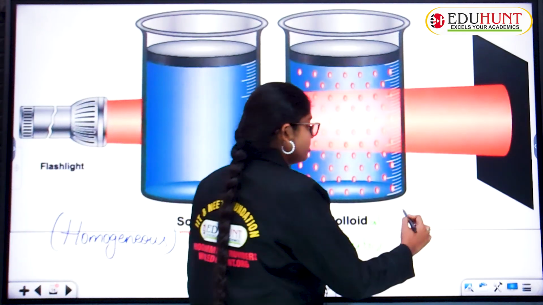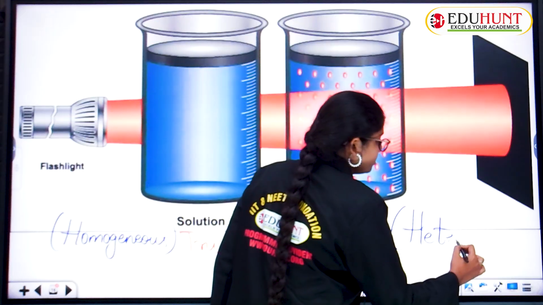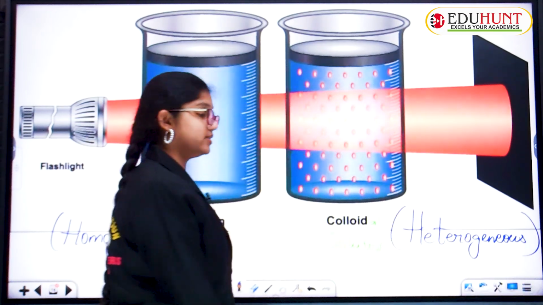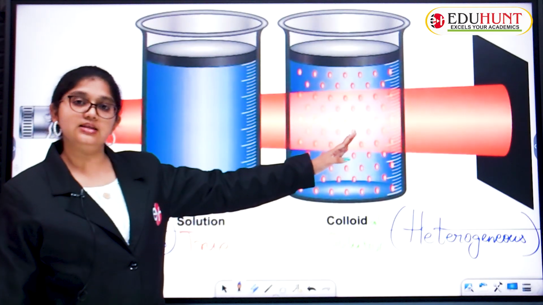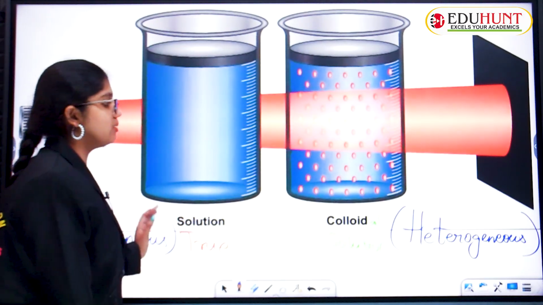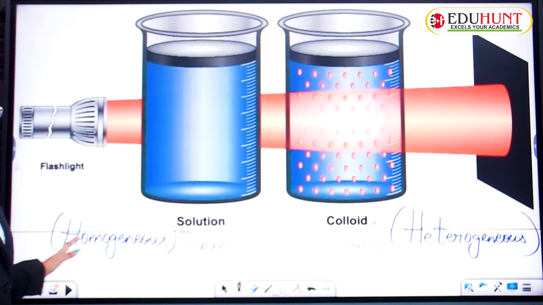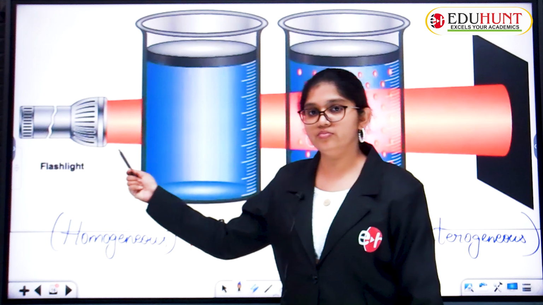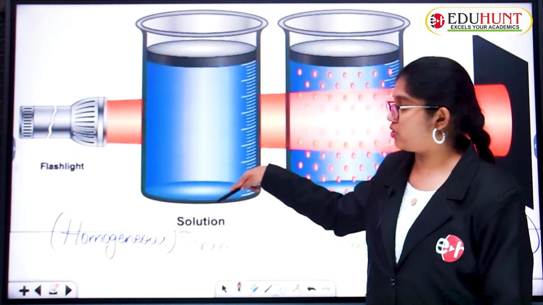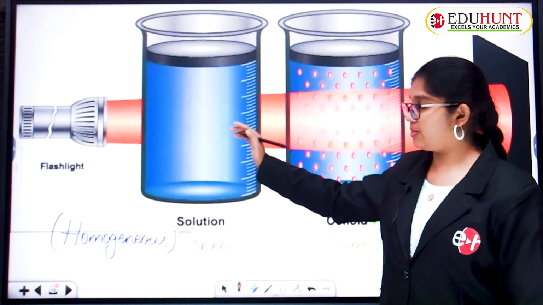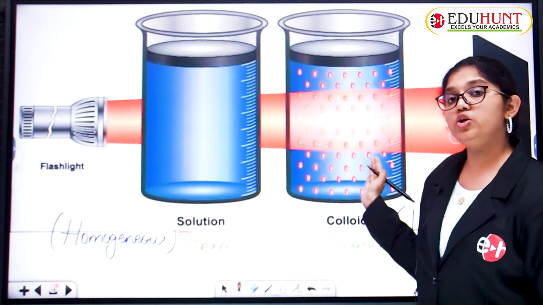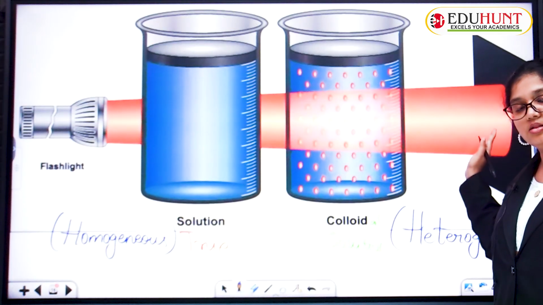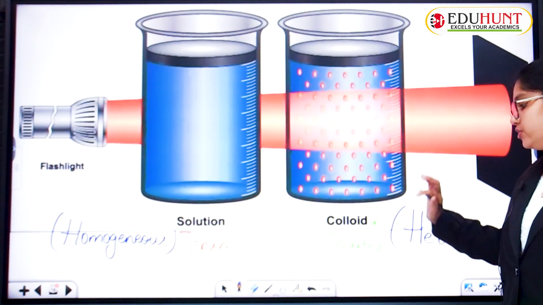So this is an example of heterogeneous mixtures. If we take a heterogeneous solution as an example, the path of light is clearly seen and it also scatters the light. This is the simple diagrammatic explanation of the Tyndall effect. When a flashlight is switched on into true solutions, that is homogeneous solutions, the light is not visible at all, nothing goes inside. But when you place a colloidal solution, heterogeneous in nature, the path is visible and it will also scatter the light.